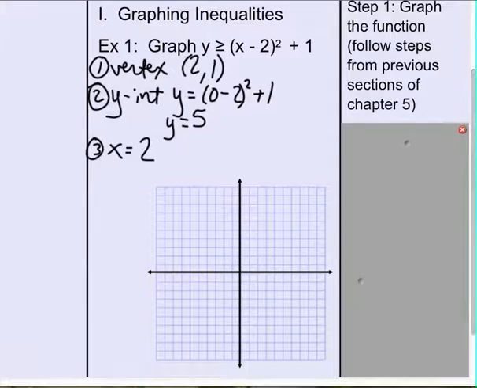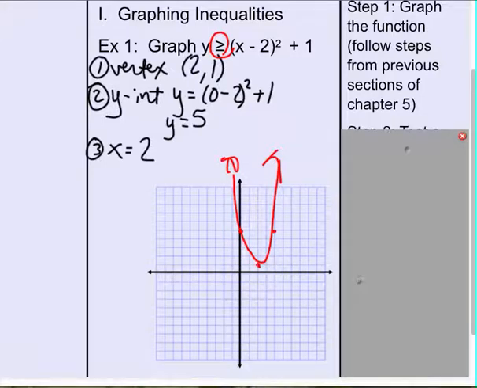All right, so let's plot this information. We've got our vertex at (2, 1). Oh, my calibration is way off. Let me try that again. That's a little better. And then our y-intercept is 5. And then we'll flip that across the axis of symmetry and get a point on the other side as well. And then we can graph our parabola. Now this one is a solid line because we have greater than or equal to. It's a dotted line when it's just greater than or just less than. So I'm trying to get these to hit all my points.